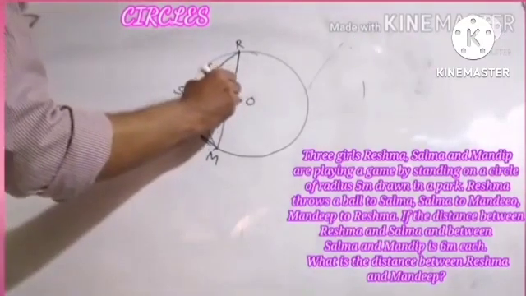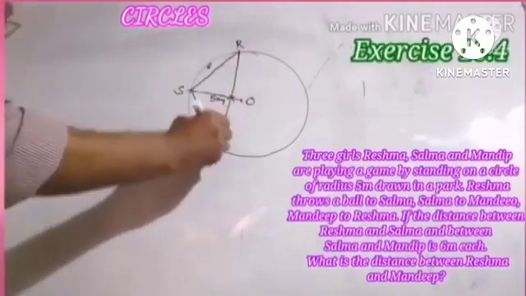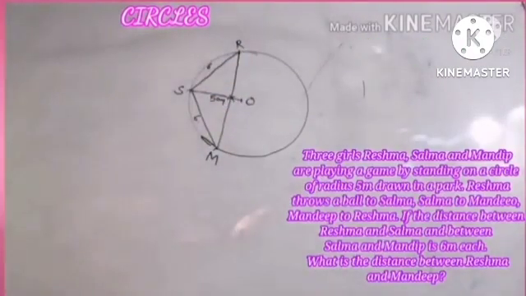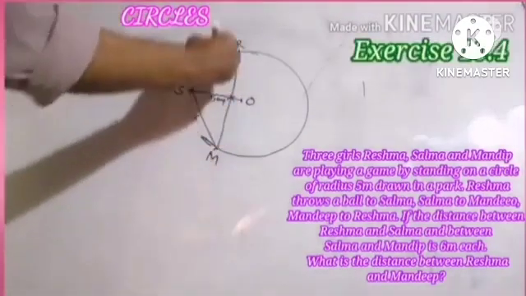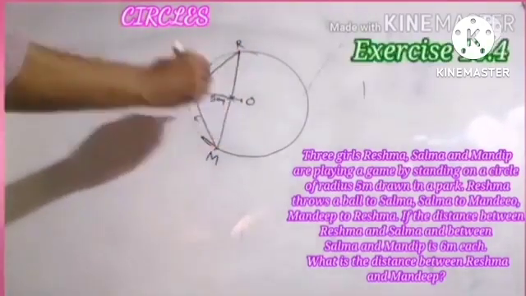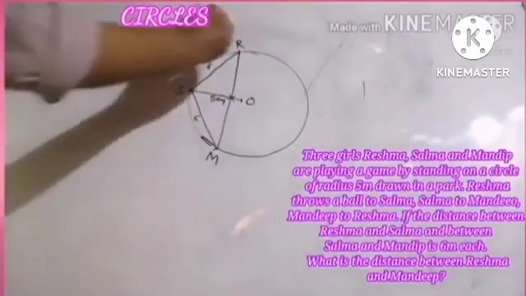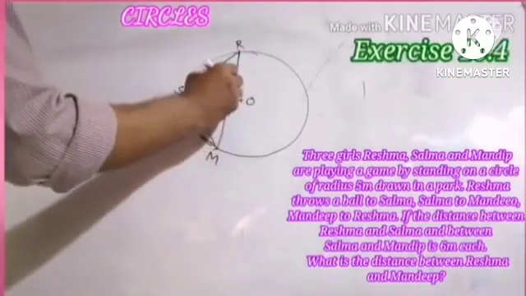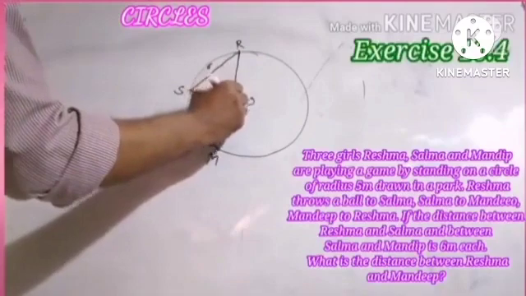Let this point, the meeting point between R and M, be a chord. Because the children are standing on the circle, the line segment joining any two points on a circle forms a chord. So RM is a chord. Let them meet at P.